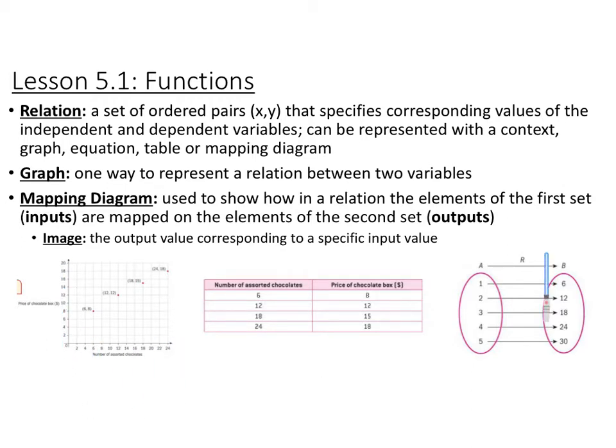A mapping diagram is something that looks like this. So you have a set of your independent variables and you have a set of your dependent variables, and there's some relation that takes all the elements in your inputs, or your independent variables, and maps them onto the set of your dependent variables, or your outputs. A specific output is called the image. So for example, the image of 2 is 12. And then you also have a table.